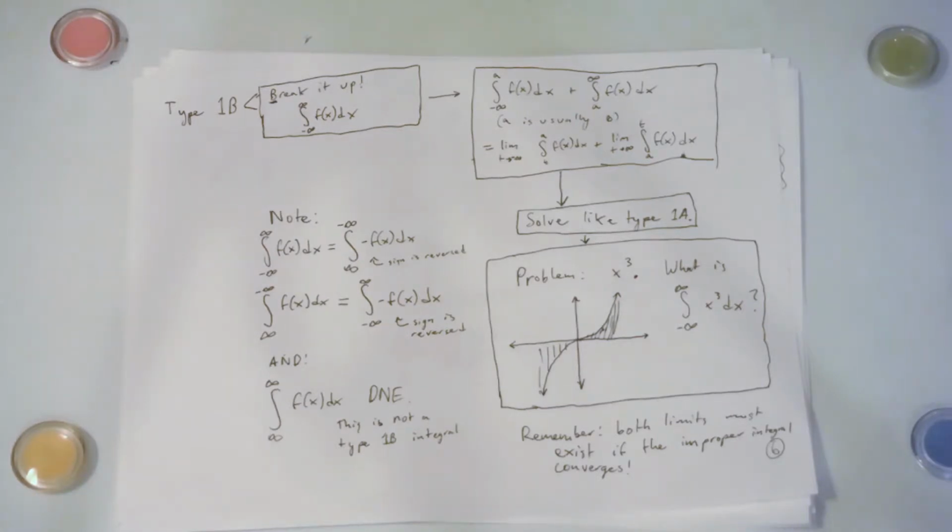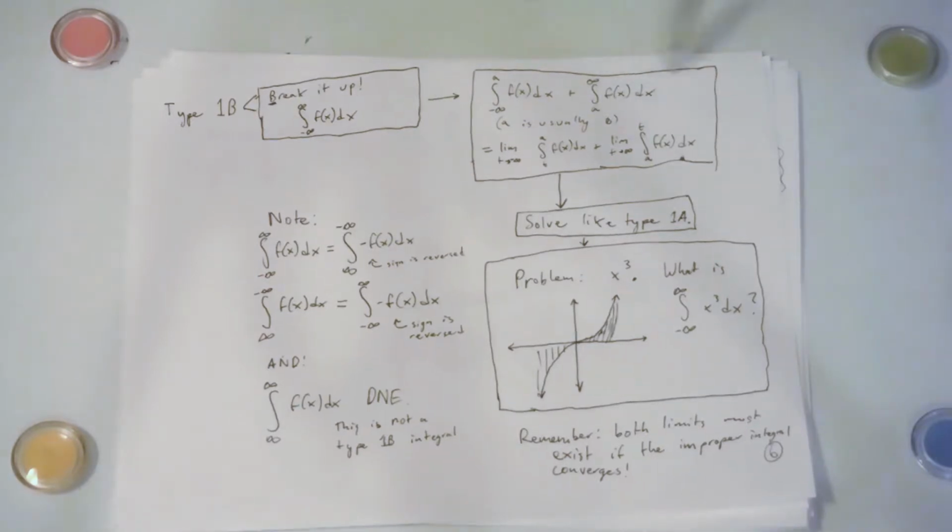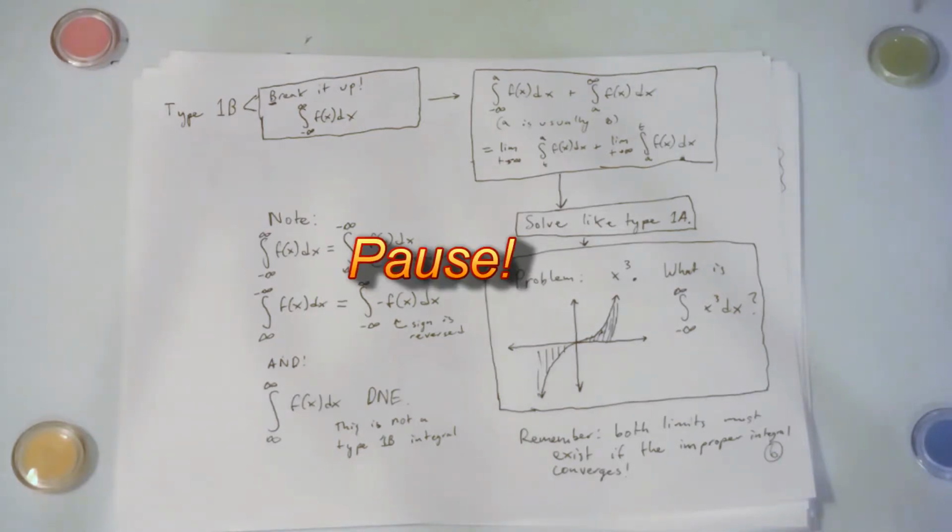To solve a type 1b integral, break it into two integrals. One from negative infinity to a as shown, the other from a to positive infinity. In this class, we can basically always use 0 for our a value. Then, calculate the limit of each, just as before. Each integral must converge for the total integral to be convergent.